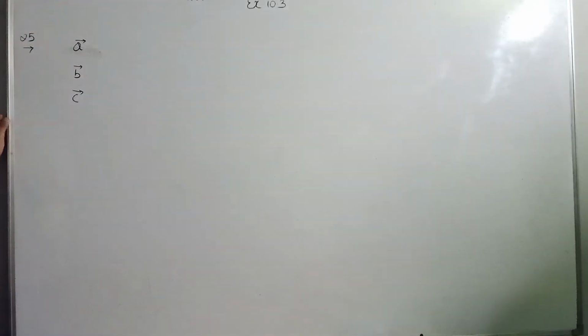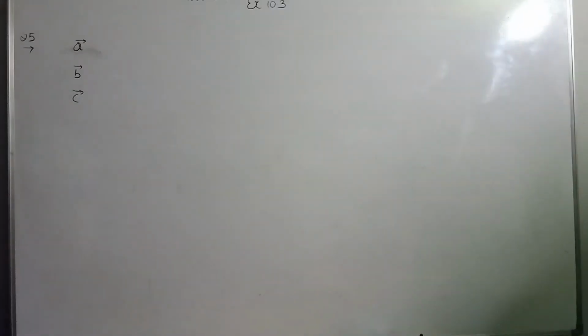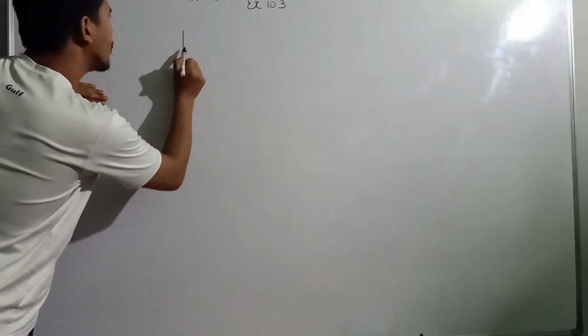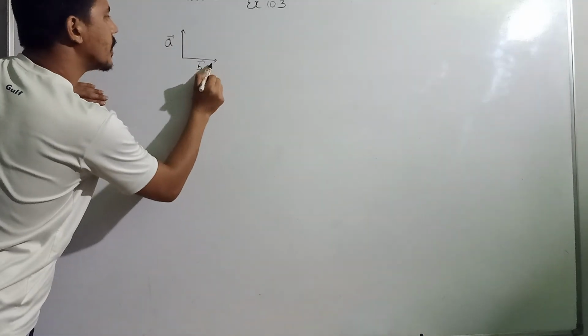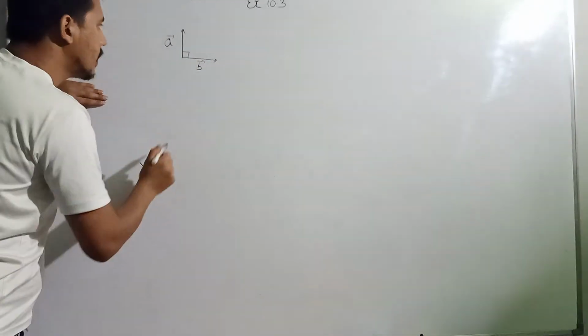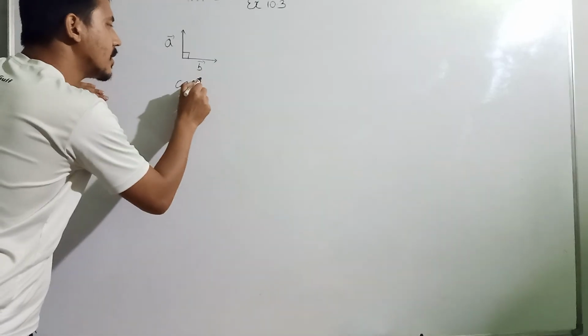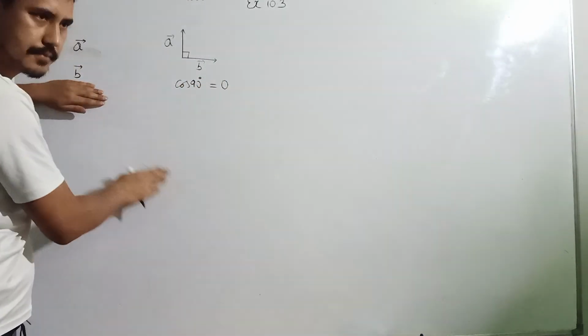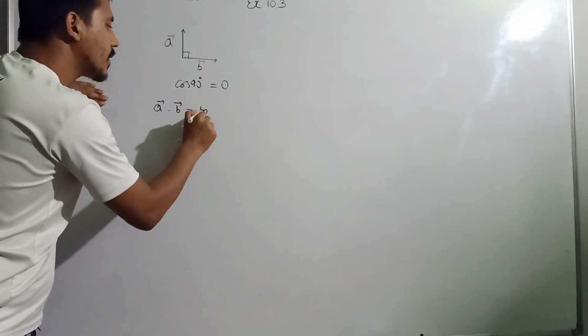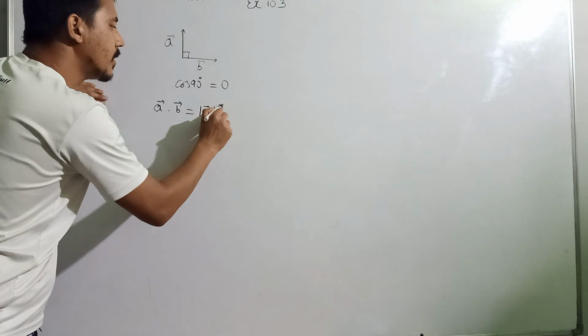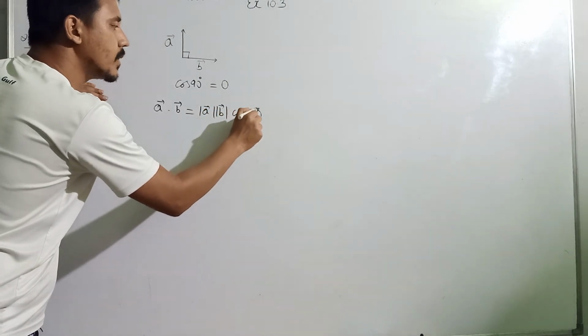Second part, you want to show that they are mutually perpendicular. Let's talk about any two vectors here, A and B. If A and B are perpendicular to each other, then the angle between them will be 90 degree, correct? In that case, cos of 90 degree will be 0. According to the definition, A dot B will be magnitude of A into magnitude of B with the cos of the angle between them.